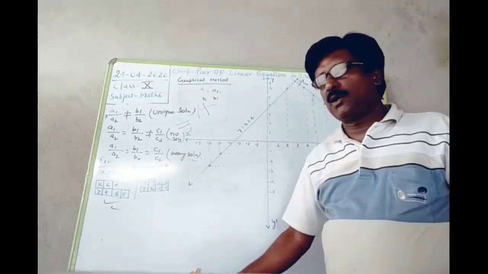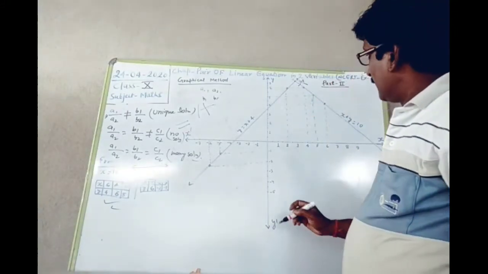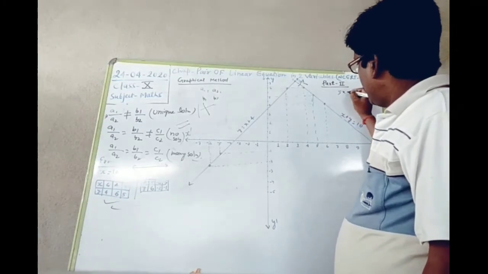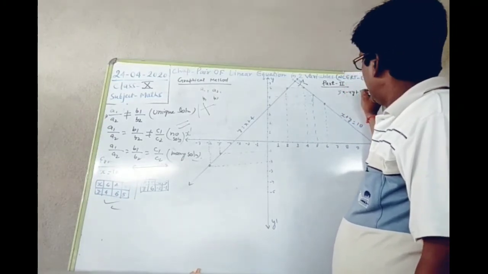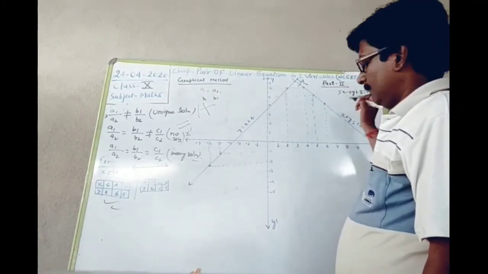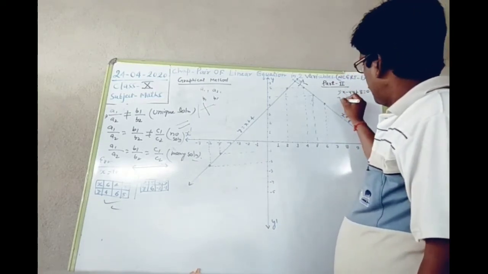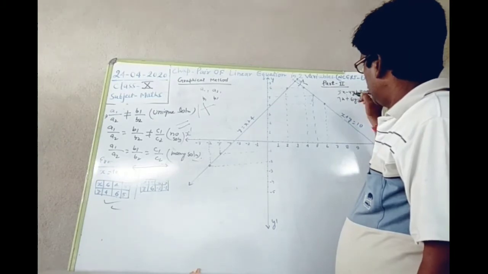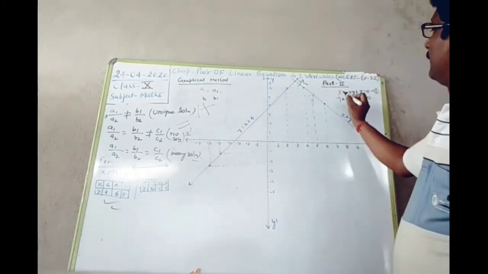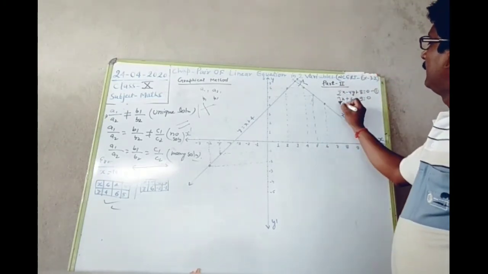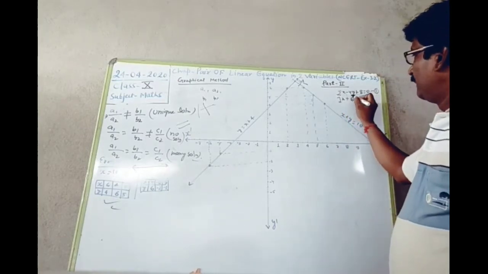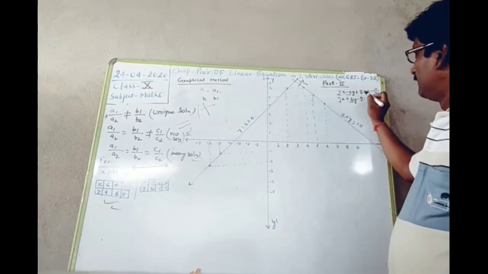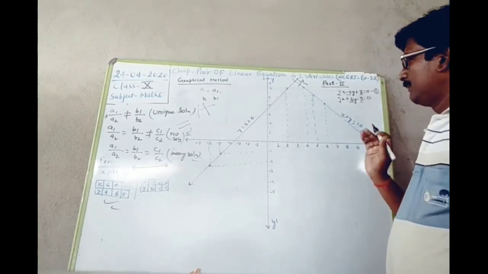And question number 2 says, the first equation is 5x minus 4y plus 8 is equal to 0. And the second equation is 7x plus 6y minus 9 is equal to 0. So just see, here A1 is 5 and A2 is 7, B1 is minus 4 and B2 is plus 6, C1 is 8 and C2 is minus 9.